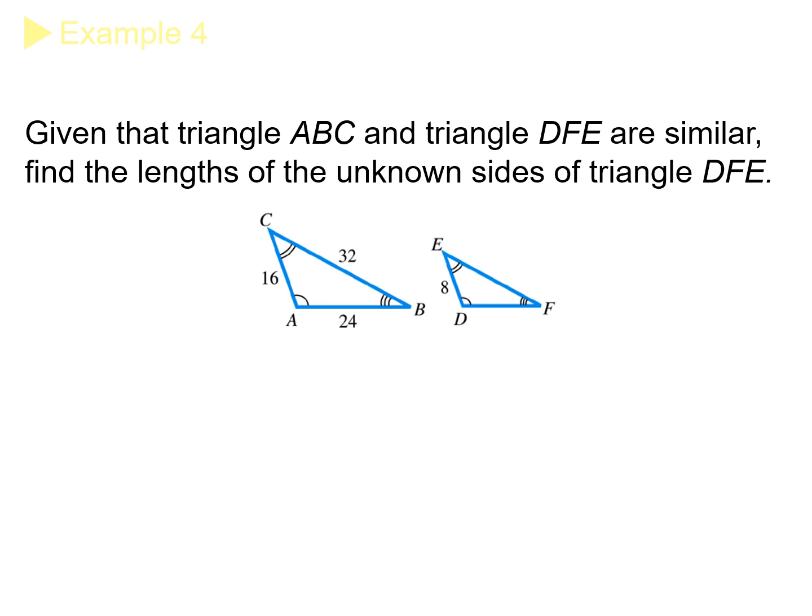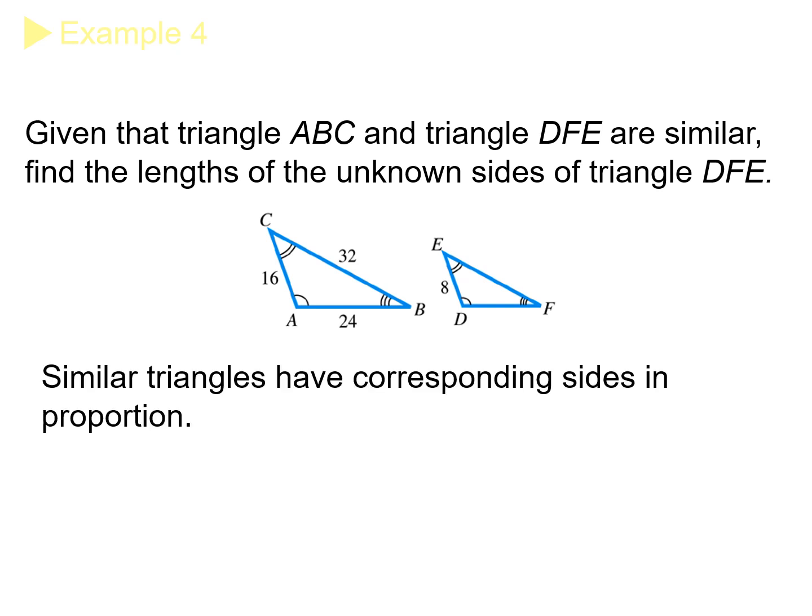Now, given that ABC and DFE are similar, find the lengths of the unknown sides. We know that similar triangles have corresponding sides in proportion. So what are the sides? AB, this one right here, corresponds to DF. I recommend you do mark your triangles. BC, this long side, corresponds to FE. And then the last one, AC, is going to correspond to DF.